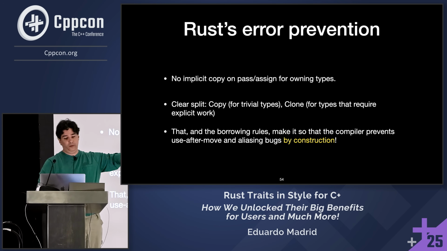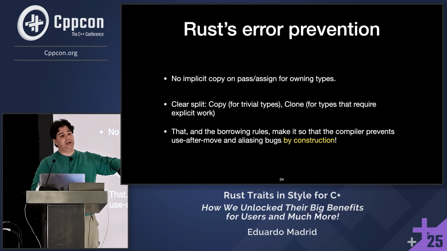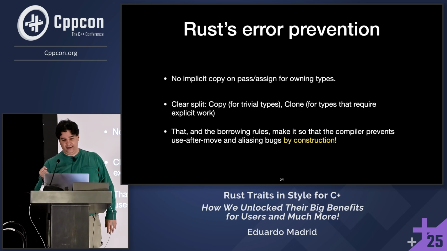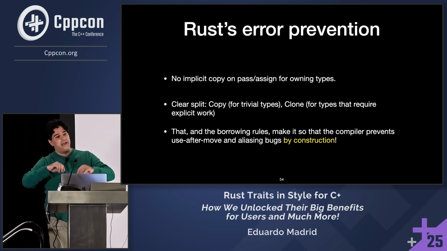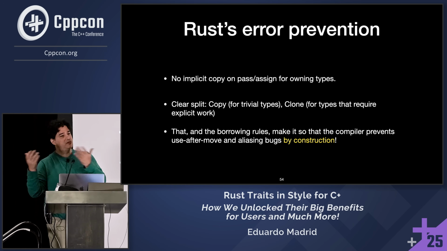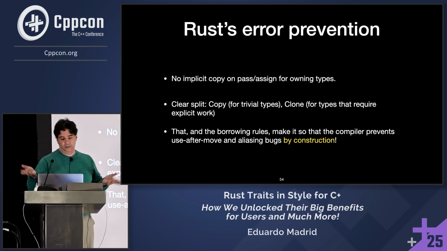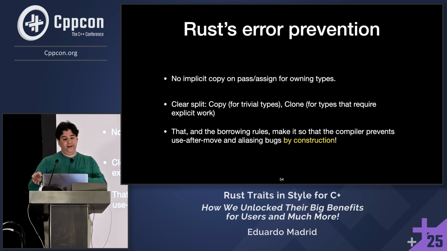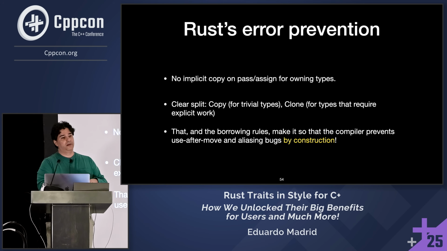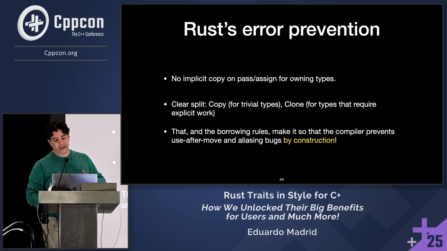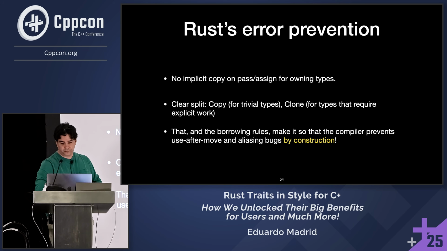There is a very clear split between copying, which just means a trivial copy, like the bitwise copy of the values, versus cloning, which copies substructure and might have to do some work of allocating a new resource, like a new memory buffer or opening a file or whatever, right? That and the borrowing rules make it so that the compiler prevents use after move and aliasing bugs by construction. So they cannot happen unless you, of course, destroy the guarantee by using unsafe in the wrong way.